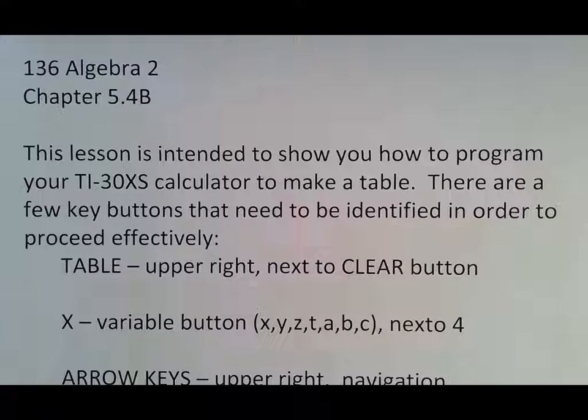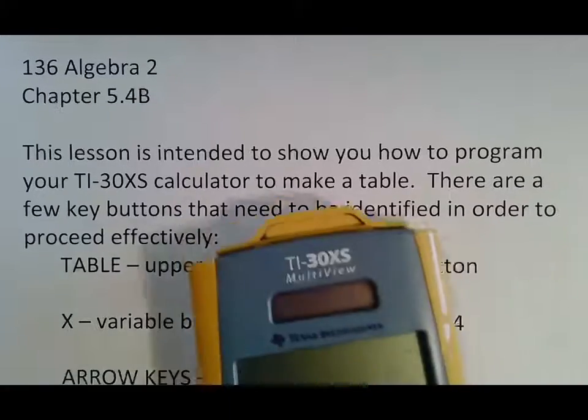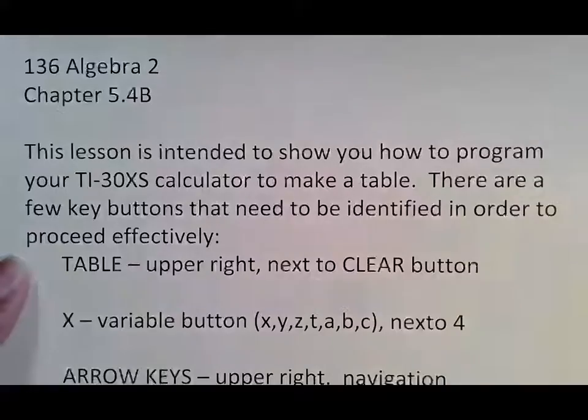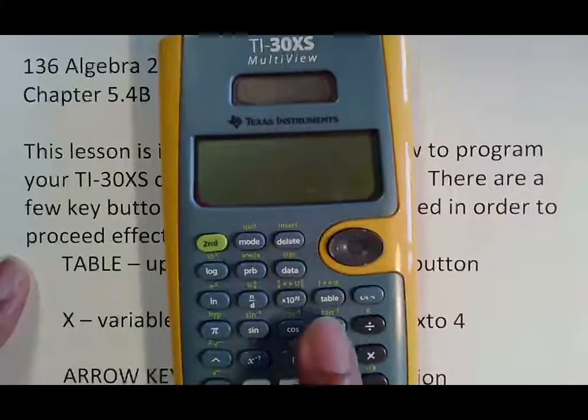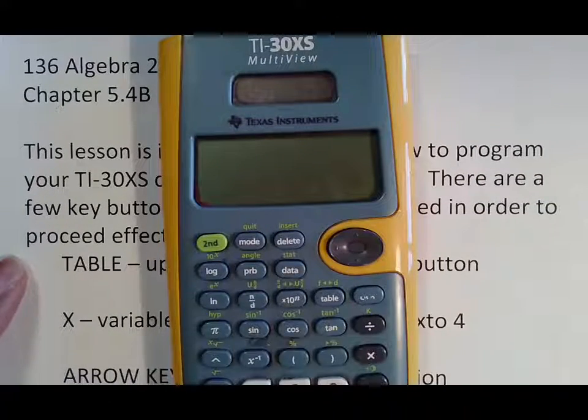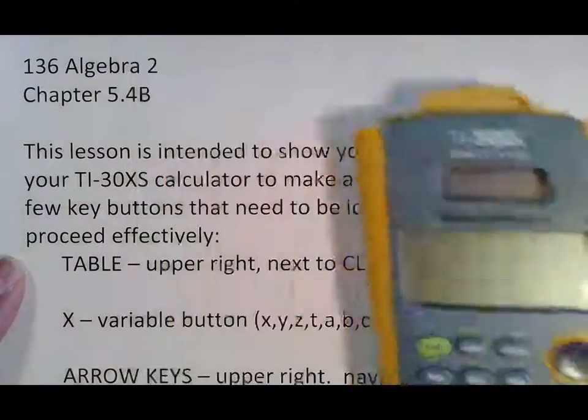Okay, the purpose of this video is pretty much to tell you how to program your TI-30XS calculator and make a table. There are a few key buttons that need to be identified in order to proceed effectively, and again, maybe you've seen them, but let's just make sure we're here. The table button is in the upper right next to the clear button. This button here is used to pull up your table or to start the process of making a table. So again, that's the button you're looking for there.